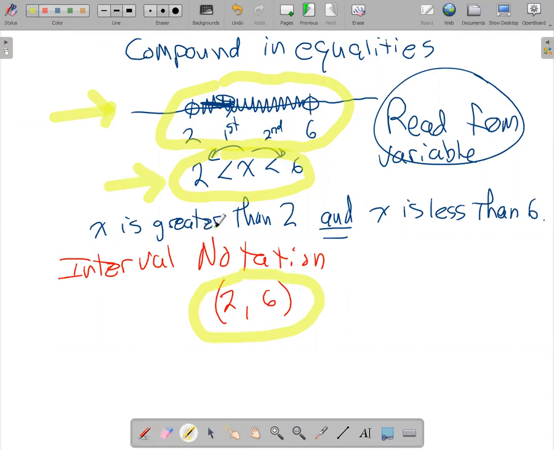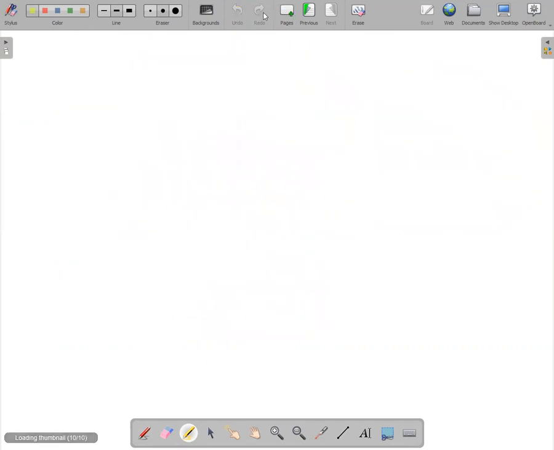All right, so I'm going to give you another one of these. I want you to write it out in 2 different ways. So I'm going to give the number line. I want you to state the compound inequality, and then I want you to state the interval notation. And you should have questions about this.